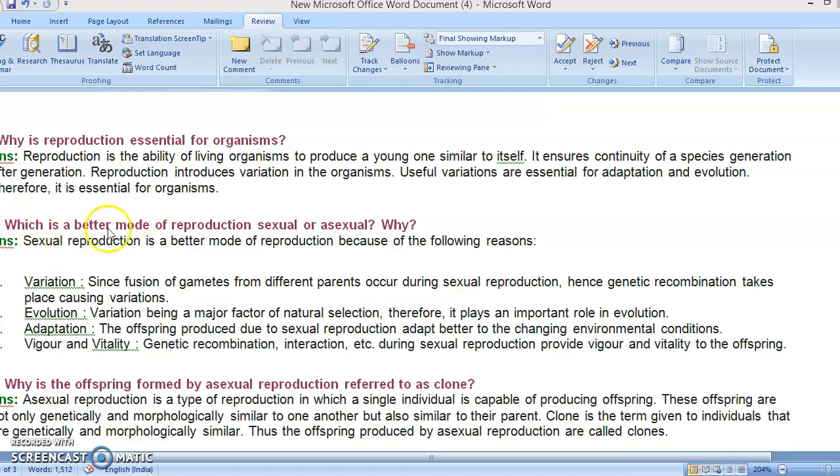Then, which is the better mode of reproduction, sexual or asexual? We know that sexual reproduction is a better mode of reproduction. And what are the reasons? We just now explained it, isn't it? It helps for variation, it's an important factor for evolution, it helps for adaptation, and it helps to produce vigor and vitality. That means genetic recombination, etc., during sexual reproduction provide vigor and vitality to the offspring. Okay, then next one.